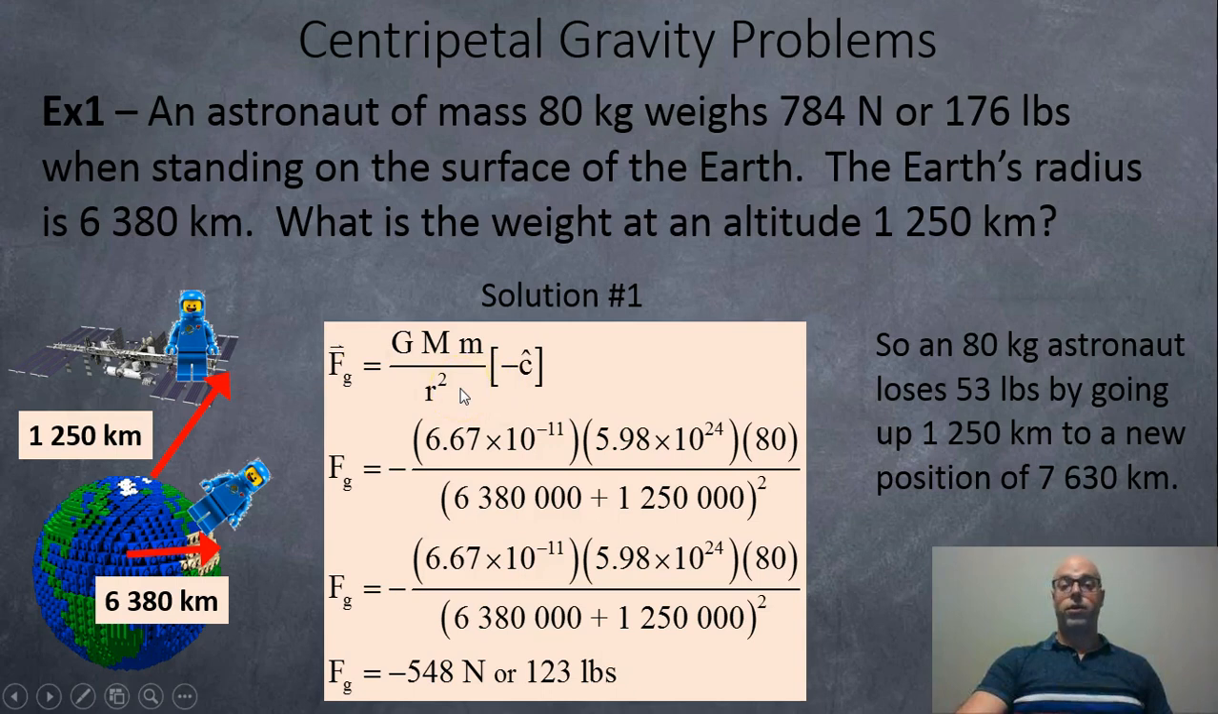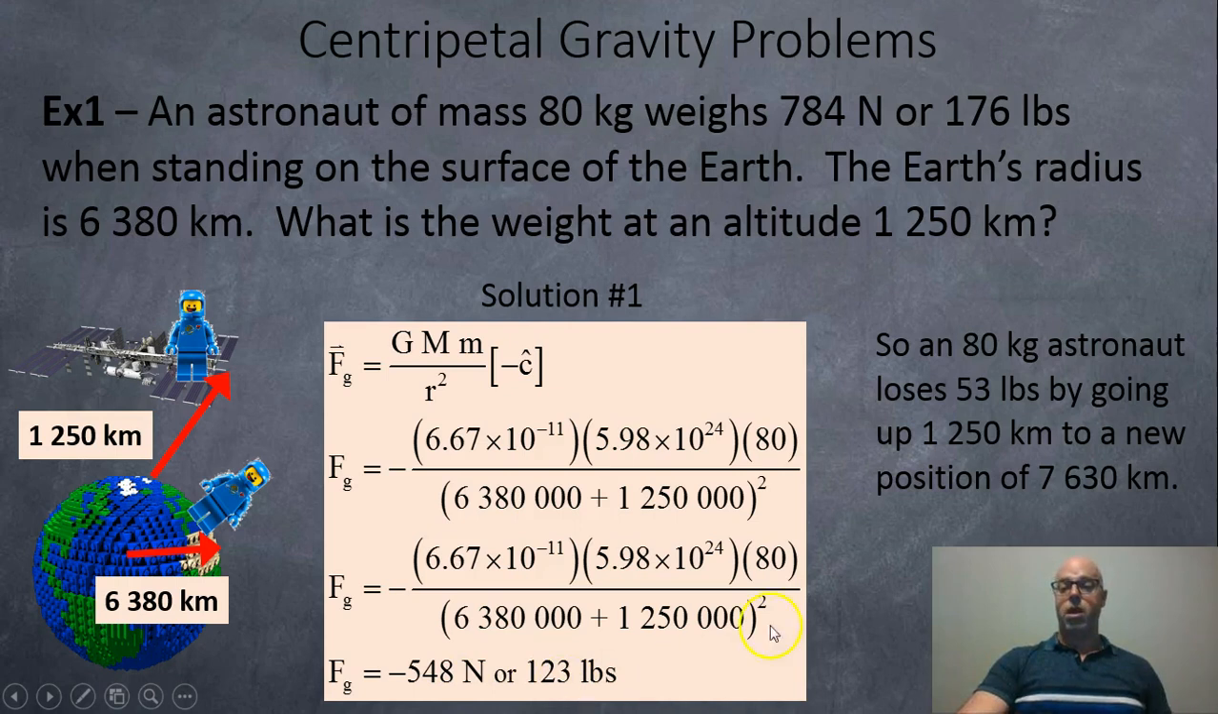So we're going to use the universal gravity formula for this. So we got the universal constant of gravity, big G, 6.67 times 10 to the negative 11. We got the mass of the Earth, which is 5.98 times 10 to the 24. And we have the mass of the astronaut, which is 80 kilograms. Then we have the position of the astronaut. We're going to use the radius of the Earth, 6,380,000 meters, plus the altitude, 1,250,000 meters, and we're going to square that. So altogether, when we're done doing the math, we find the astronaut only weighs 548 newtons in orbit, or 123 pounds.